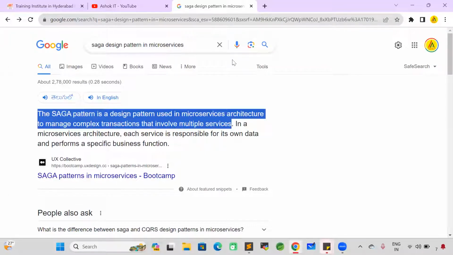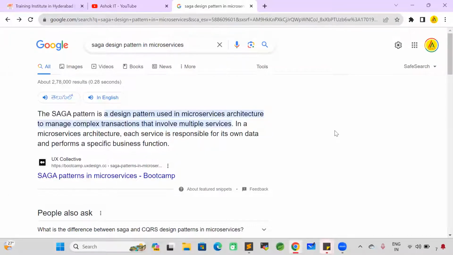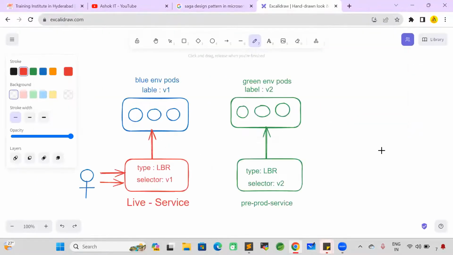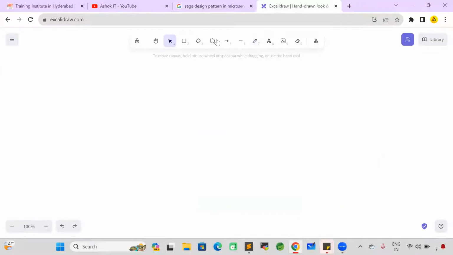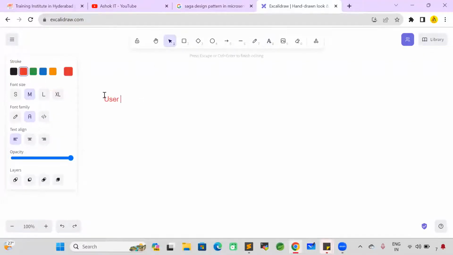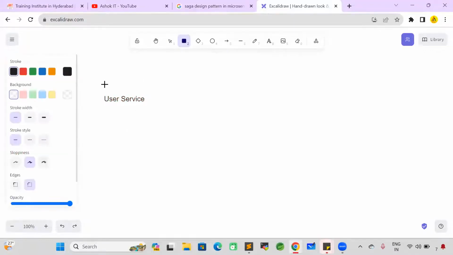So we are talking about microservices. We created several microservices. In the microservices architecture, each service is responsible for its own data and performs some business function. When we are talking about microservices architecture, our project will be implemented by using multiple services. For example, here, user service is available. This user service will deal with user registration and user login in our system.